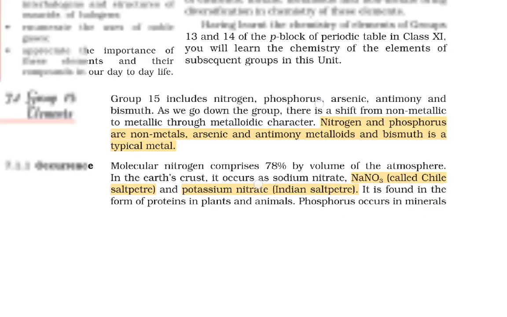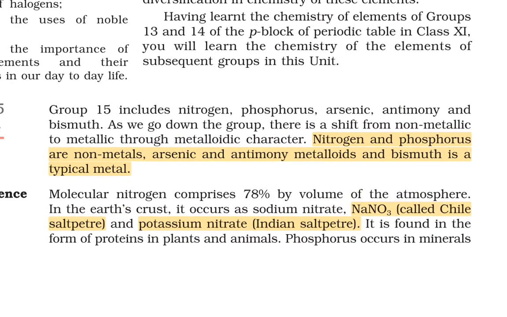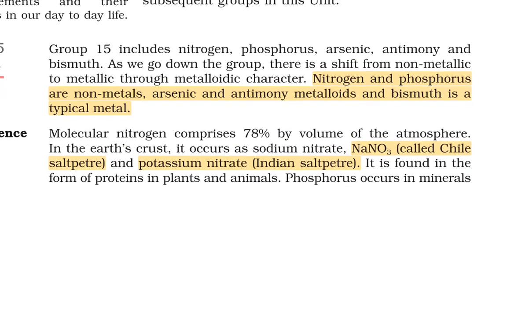Group 15, and now the topic is group 15 elements. Group 15 includes nitrogen, phosphorus, arsenic, antimony and bismuth. As we go down the group, there is a shift from non-metallic to metallic character through the metalloidic character. Nitrogen and phosphorus are non-metals, arsenic and antimony are metalloids, and bismuth is a typical metal.